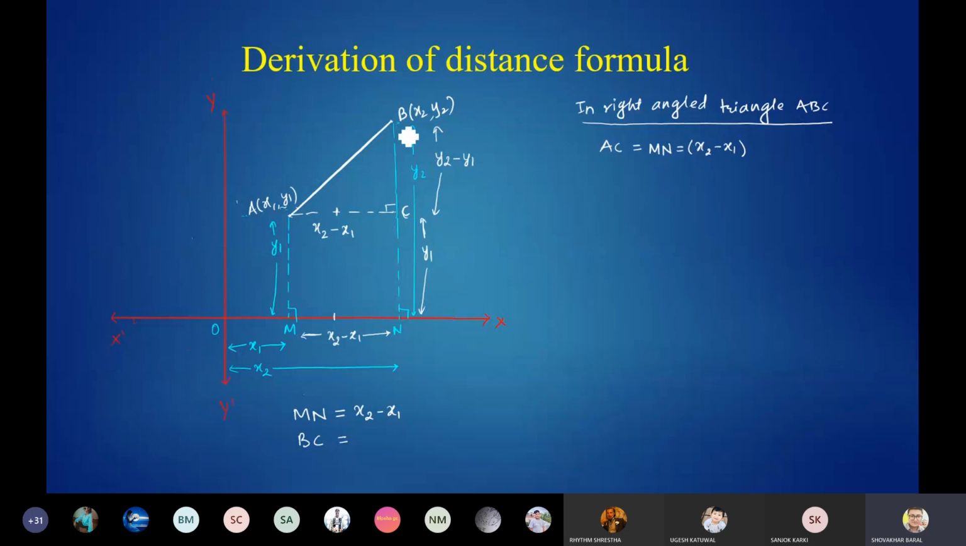Okay, so if I focus only on this right angle triangle, let's focus on this part only. In this triangle, what I see is its different parts. AC is equal to x2 minus x1, and BC, since it is y2 minus y1, we already found it, BC is equal to y2 minus y1.